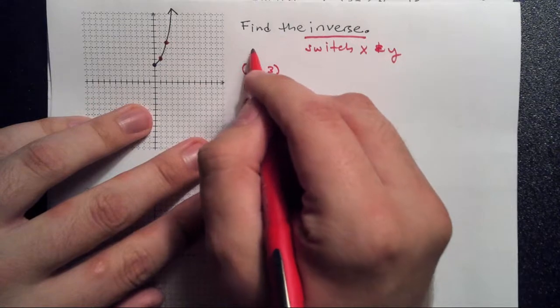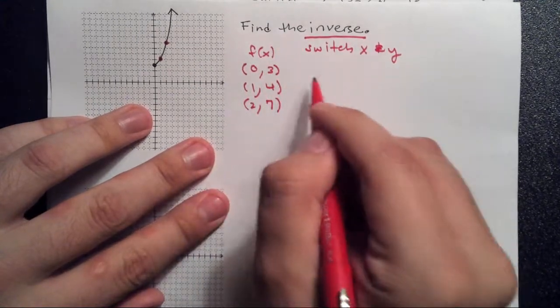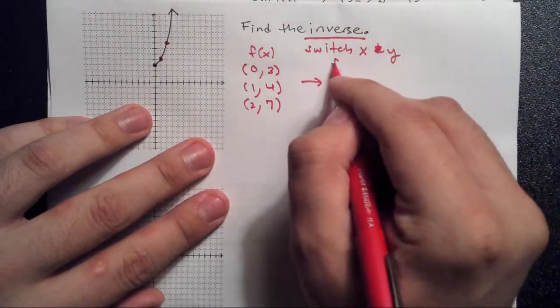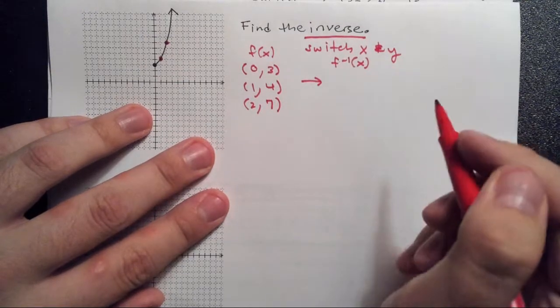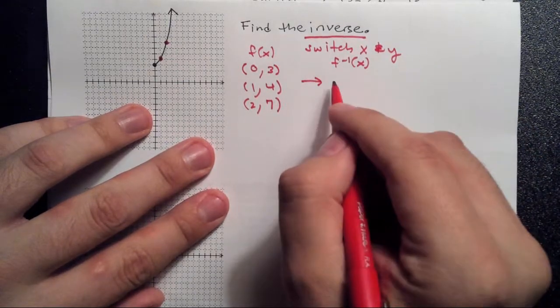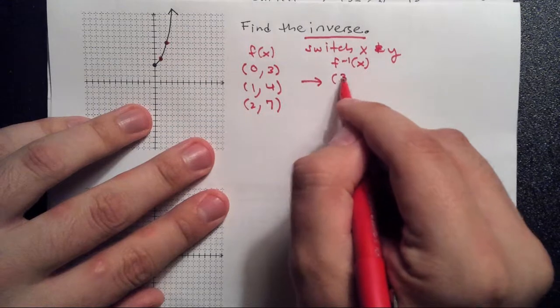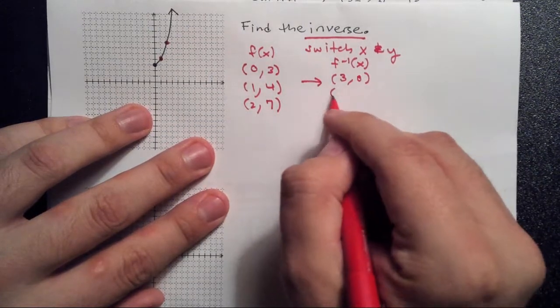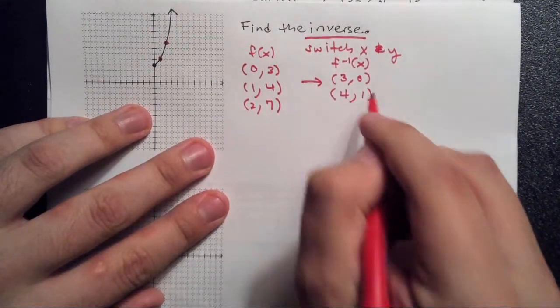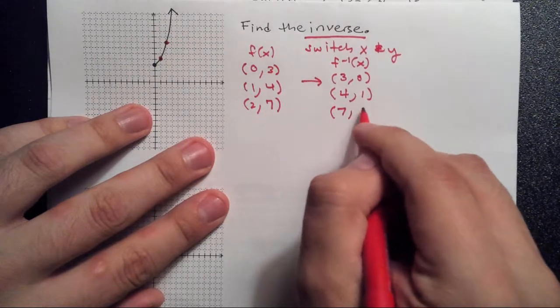So these are the points of f of x. When I want to find the inverse, again, inverse means I switch x and y. 0, 3 should become 3, 0. 1, 4 should become 4, 1. And 2, 7 should become 7, 2.